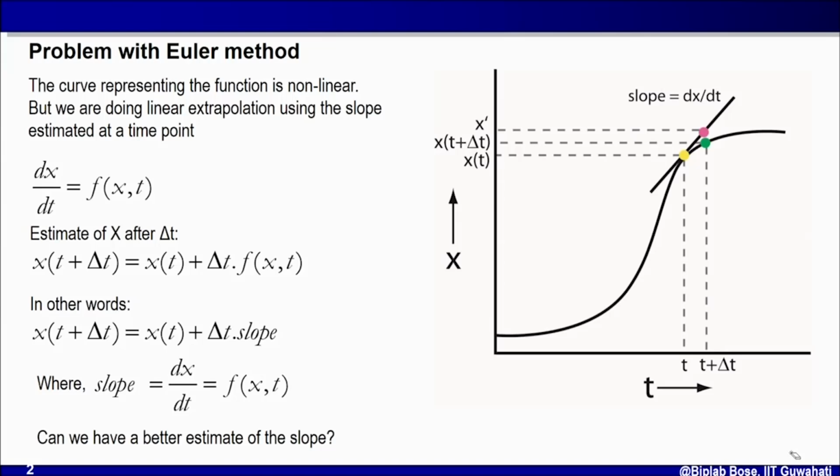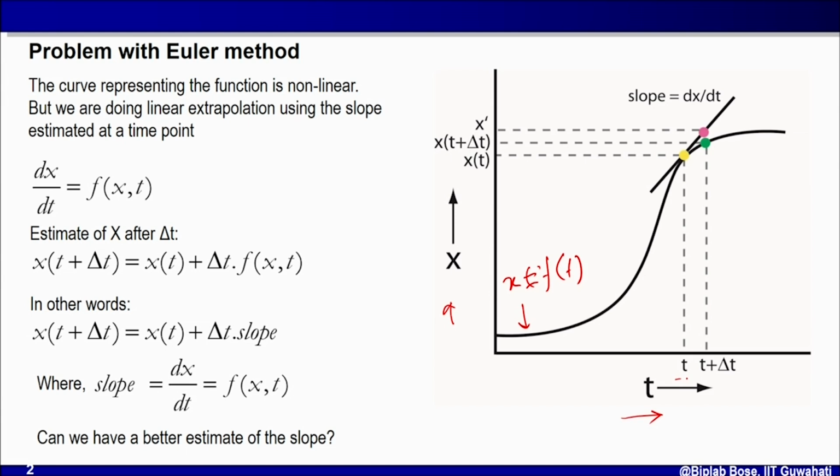Now, in this module, we will learn better algorithms to implement numerical solution of ordinary differential equations. Let us look back into Euler's method to understand why we want a better algorithm. In Euler's method, suppose your function for x is the solid line shown here in the graph. T is varying on the horizontal axis, x is varying on the vertical axis.